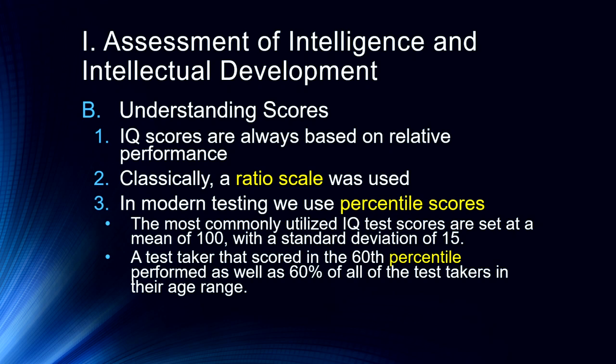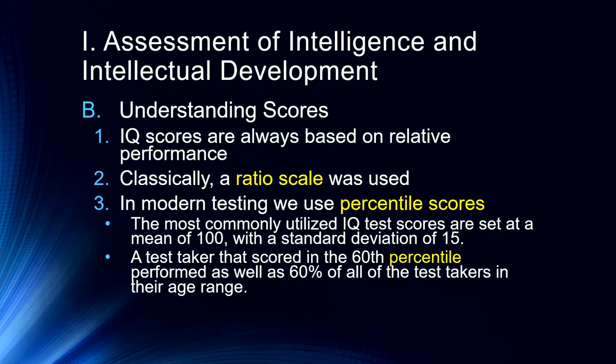So we would use that to determine where you are in terms of your percentile score. The 50th percentile would be the mean. Half of the population falls above, half falls below. If you're in the 60th percentile, you performed as well or better than 60% of all test takers in your age range. If you're in the 90th percentile, you performed as well as or better than 90% of the population.